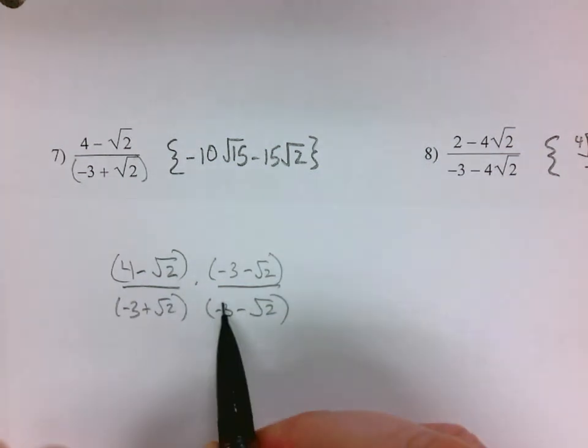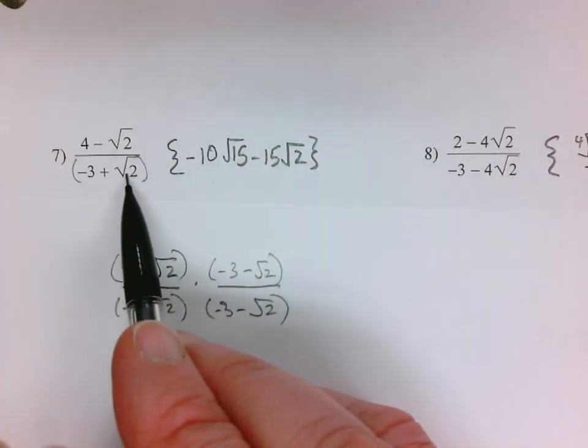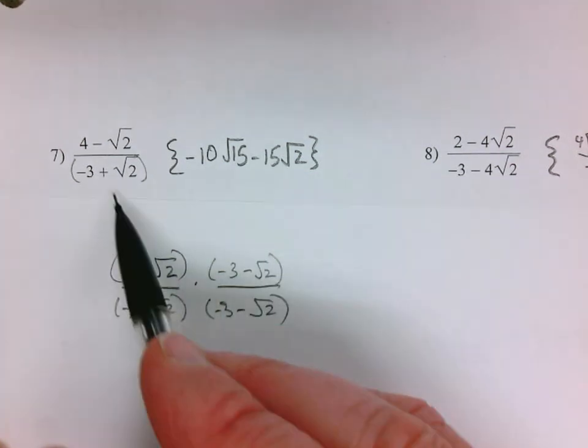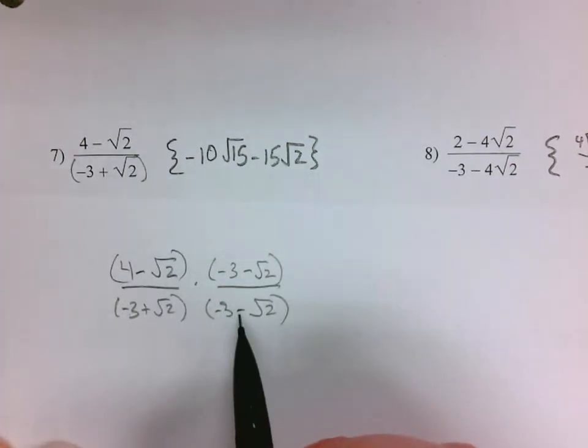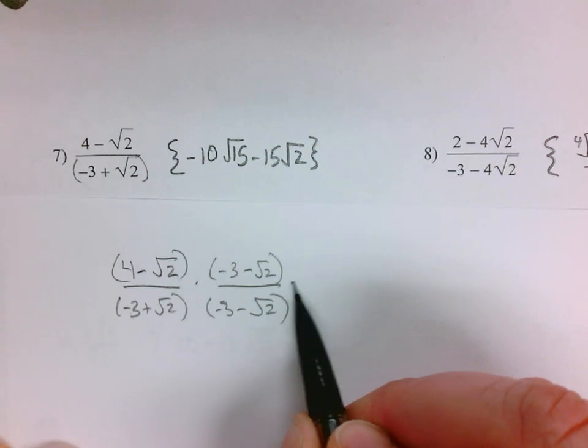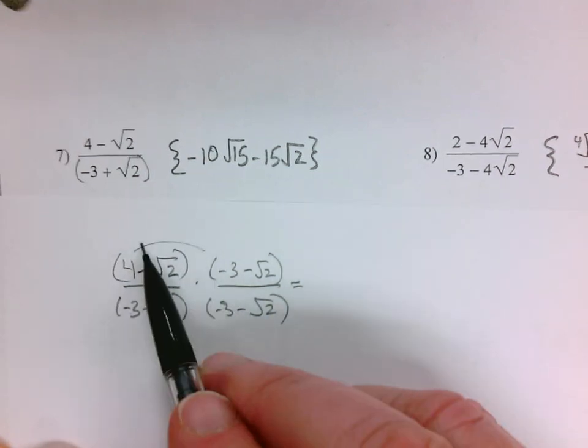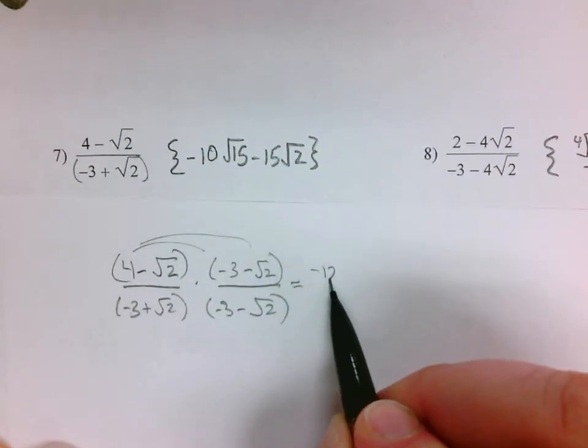You don't need to change both signs. If this would have been 2 plus radical 2, you would just put 2 minus radical 2. Don't change the second. Just change the middle. Okay, so when I multiply that out, I distribute here. Well, I use FOIL. You guys distribute.